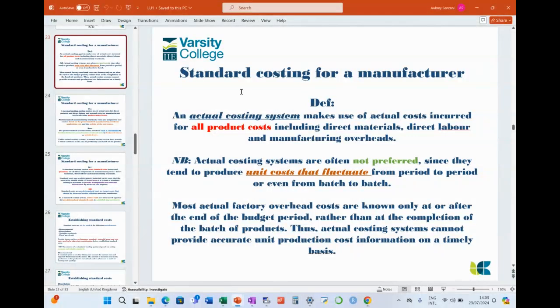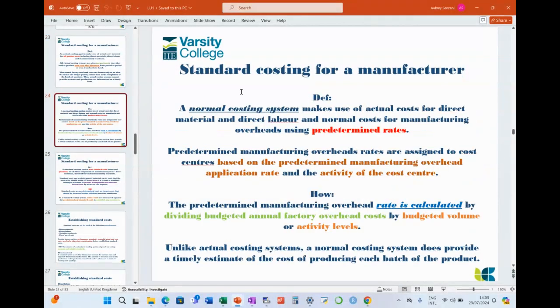One minute, it's costing us, let's say 5,000 to do a batch within the same period, or periods that are not too far off. And then the next minute, it's costing you 5.3, so people prefer to use what we call standard costing, or normal costing. A normal costing system makes use of actual costs for direct material and direct labor and normal costs for manufacturing overheads using predetermined rates.